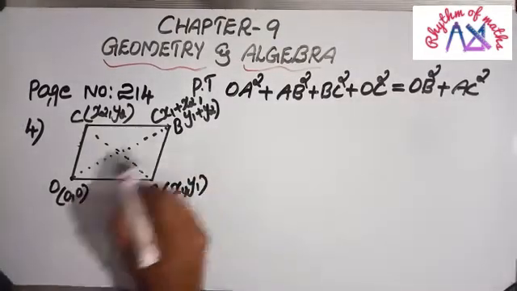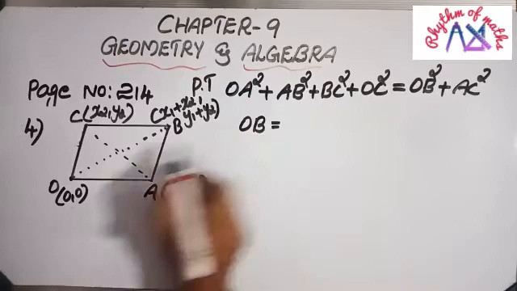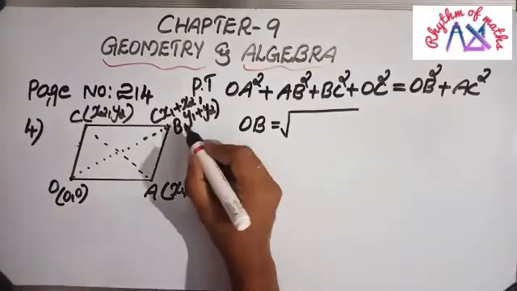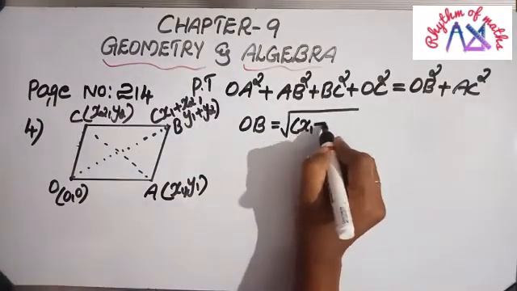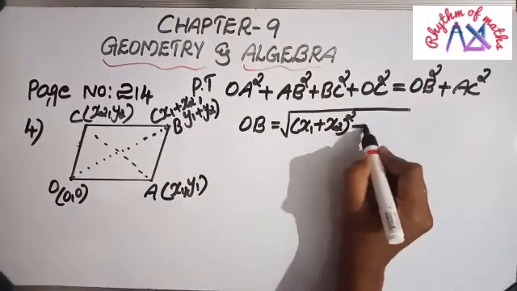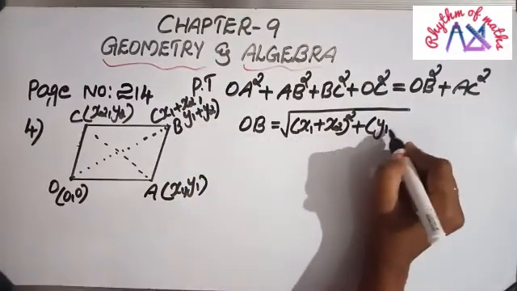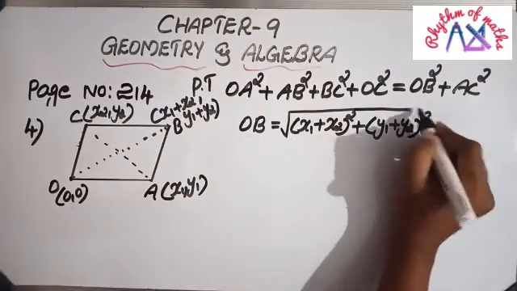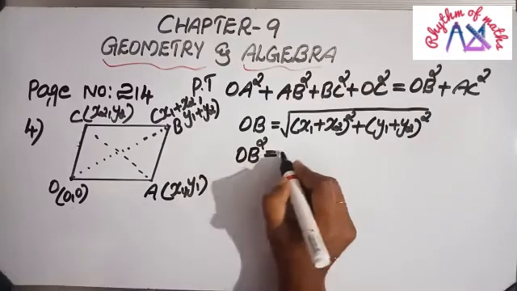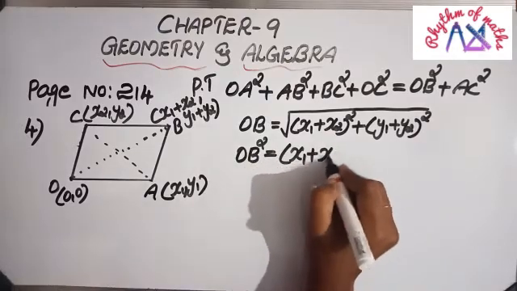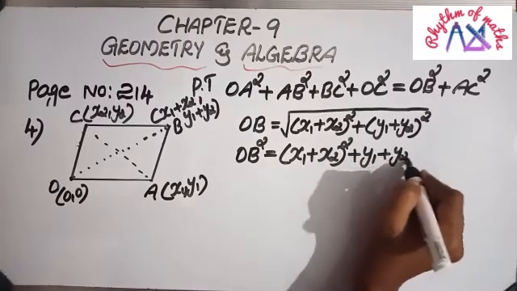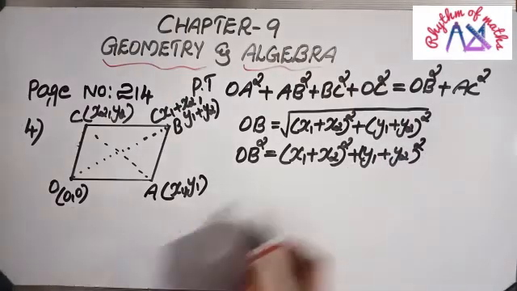First let's find the diagonal OB. In the diagonal OB, one coordinate is the origin, so the equation will be root of x square plus y square. Here x is x1 plus x2 the whole square, because the x coordinate is x1 plus x2, plus the y coordinate, which is y1 plus y2 the whole square. Now take this root to this side. So OB square equals x1 plus x2 the whole square plus y1 plus y2 the whole square. So the first diagonal we got.